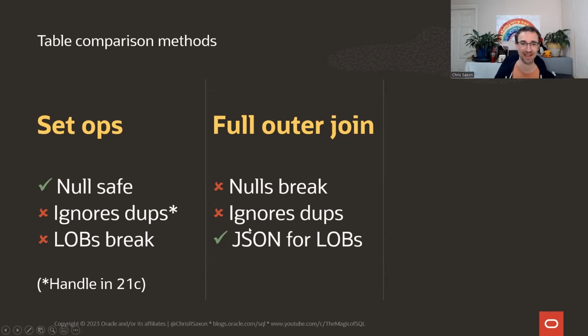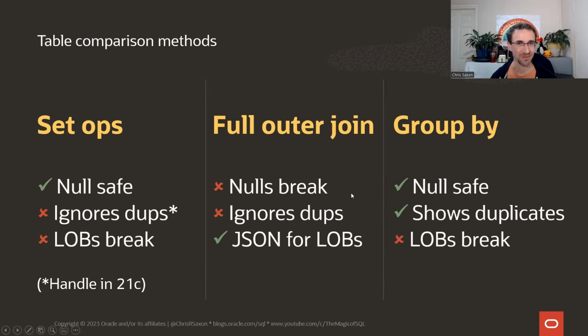When it comes to the full outer join, again, nulls break by default. You need to manually write NVL or have null handling in your join clause if any of the columns could be optional. And again, by default, it ignores duplicate values in either table. If you have no lob columns, however, comparing JSON using JSON_EQUAL is a nice, simple way to do it.